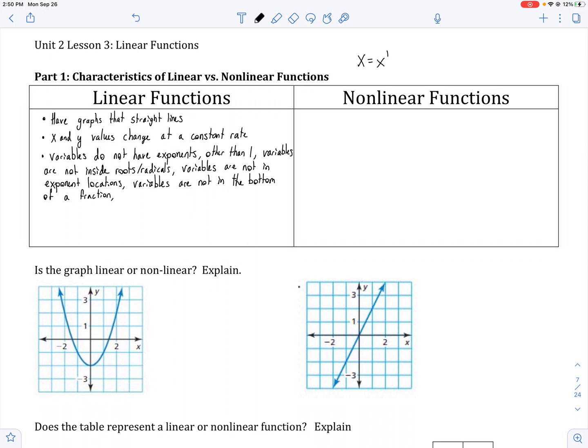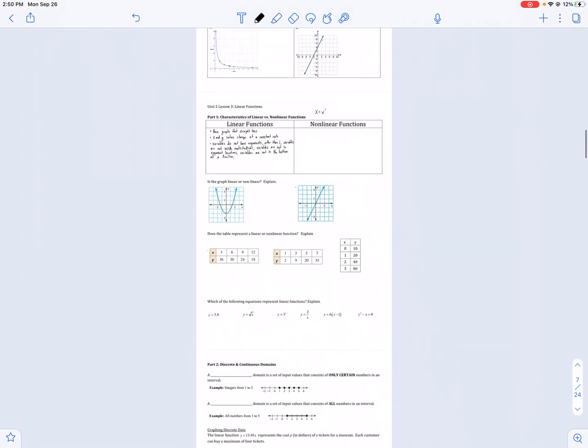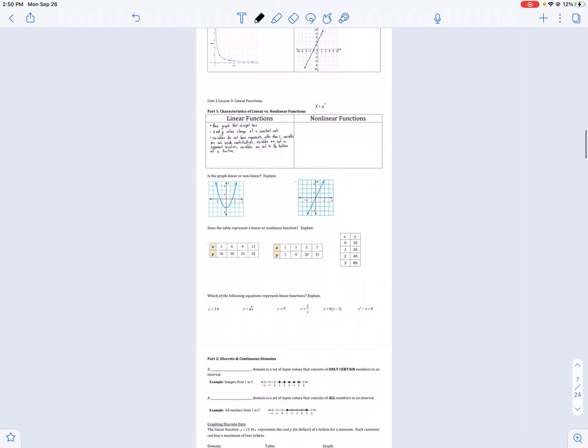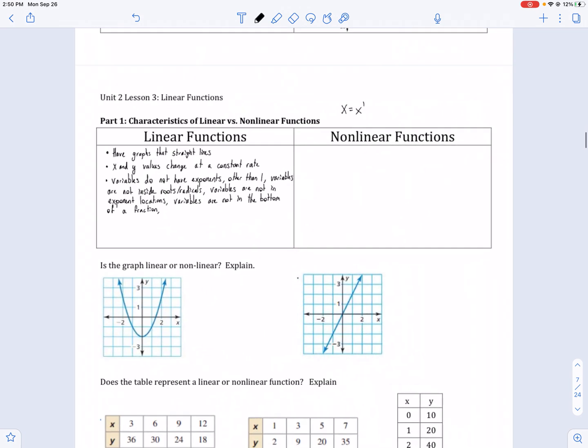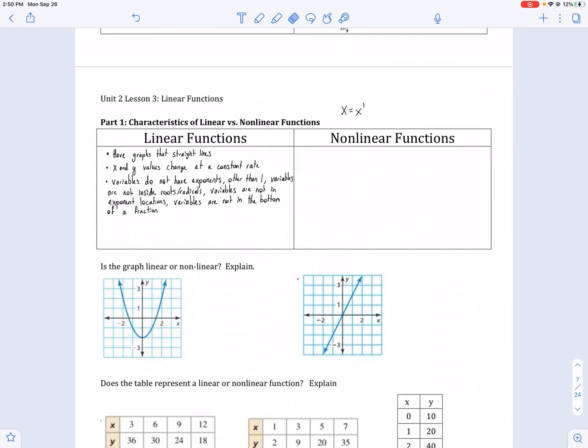So they don't have exponents other than 1. Their variables are not inside roots or radicals. They're not in exponent locations, and they're not in the bottom of a fraction. Let me take a quick look to see if I'm missing anything else. No, that's pretty much it. So we'll put a period at the end of that.